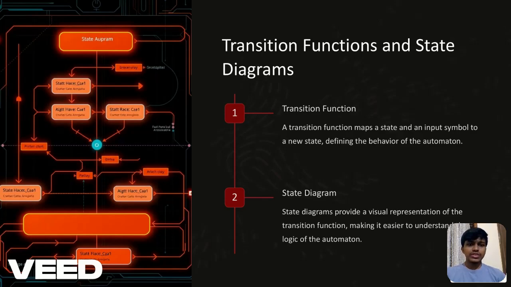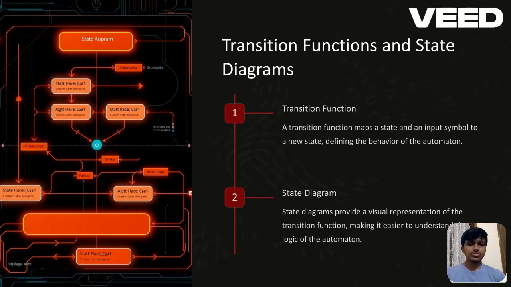Next, the transition state diagrams provide a visual representation of the transition functions, making it easier to understand the logic of the automata. So, the transition state diagram is a graphical representation of the transition function. It uses circles to represent states, arrows to represent the transitions between the states, and labels on arrows indicate the input symbols that trigger the transition. Start states are denoted by an arrow pointing to them without a source, and the final state is represented by double circles.